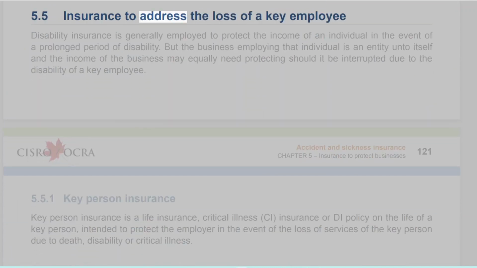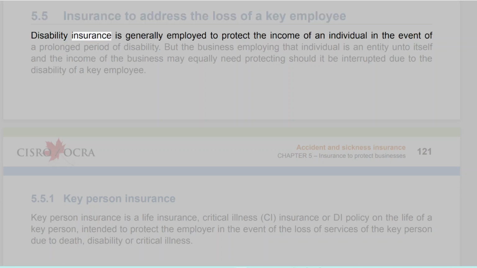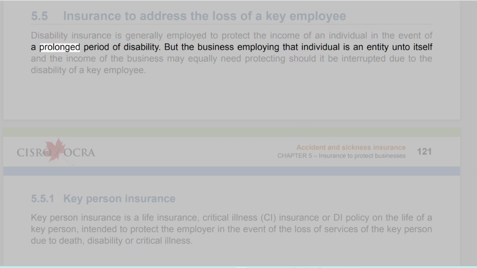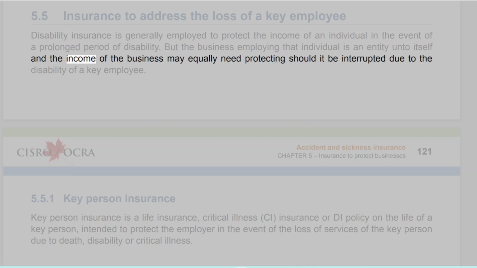5.5 Insurance to address the loss of a key employee. Disability insurance is generally employed to protect the income of an individual in the event of a prolonged period of disability. But the business employing that individual is an entity unto itself, and the income of the business may equally need protecting should it be interrupted due to the disability of a key employee.